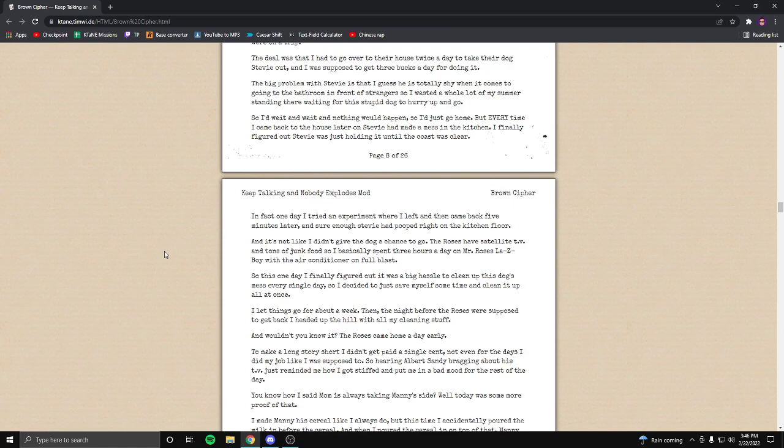And it's not like I didn't give the dog a chance to go. The Roses have satellite TV and tons of junk food, so I basically spent 3 hours a day on Mr. Rose's Lazy Boy with the air conditioner on full blast. So this one day, I finally figured out it was just a big hassle to clean up this dog's mess every single day, so I just decided to save myself some time and clean it up all at once. I let things go for about a week.